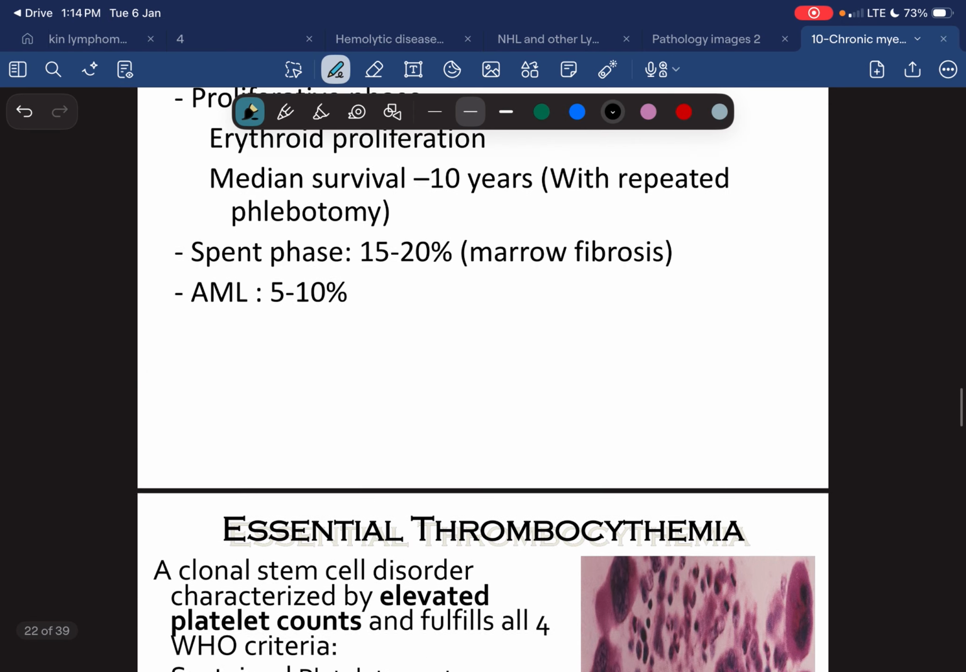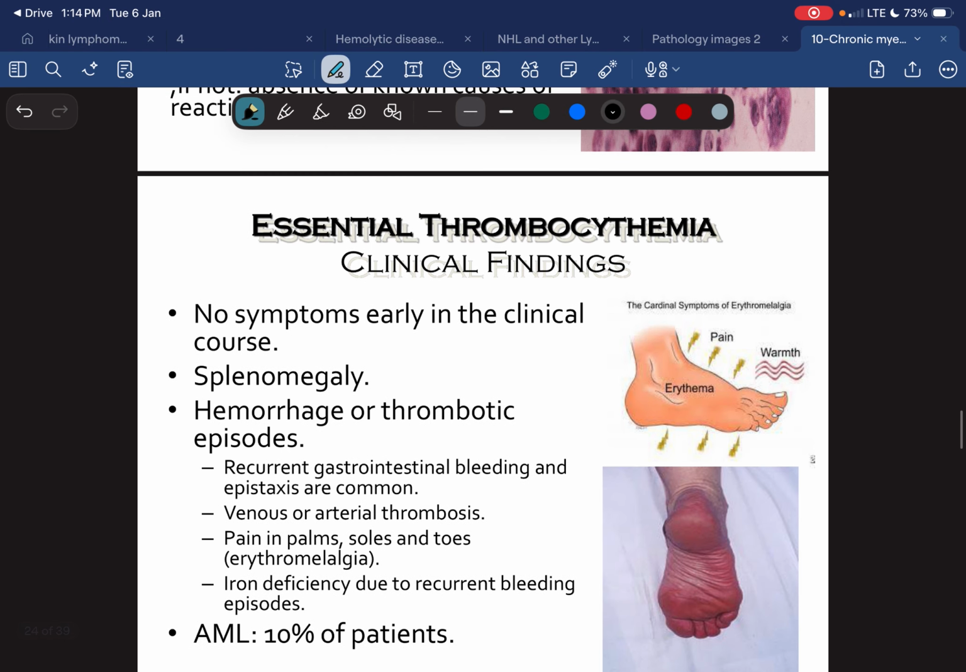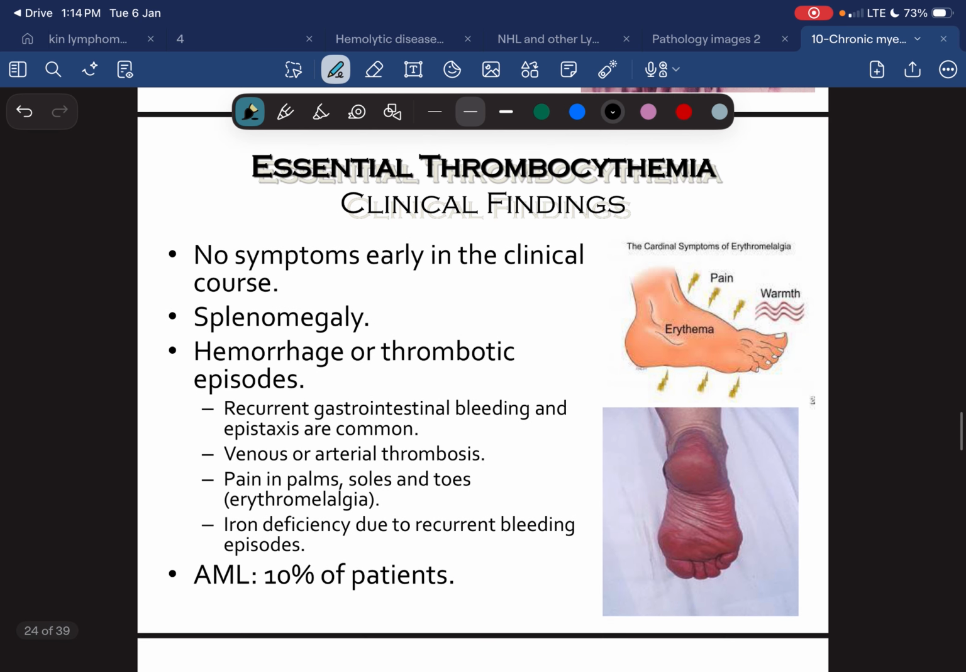Early in the course of thrombocythemia, we may not have symptoms. However, the patient will develop hemorrhage or thrombotic episodes due to non-functioning platelets. Okay, it is proliferating, but they are non-functioning or abnormal function. So the patient may present with recurrent GI bleeding, epistaxis, venous thrombosis, pain in palms, soles, and toes, iron deficiency due to recurrent bleeding episodes. Risk of transformation into acute myeloid leukemia seen in 10% of cases.